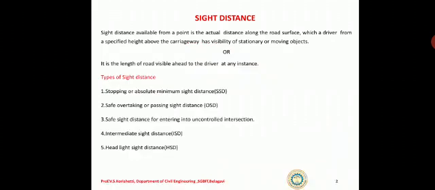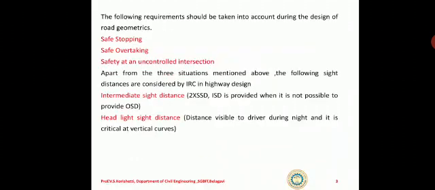Types of the sight distances: stopping or absolute minimum sight distance, safe overtaking or passing sight distance, safe sight distance for entering into uncontrolled intersection, intermediate sight distance, headlight sight distance. The following requirements should be taken into account during the design of road geometrics.